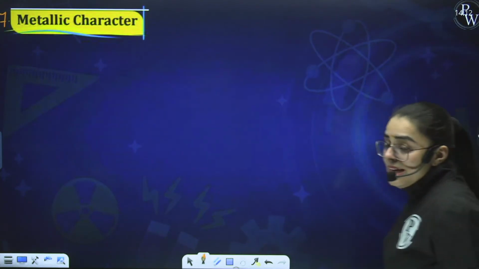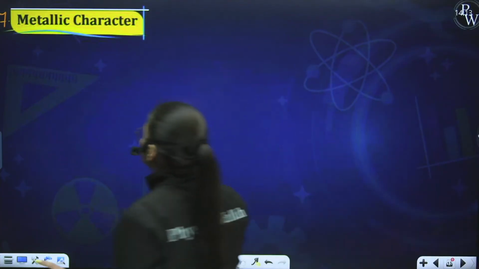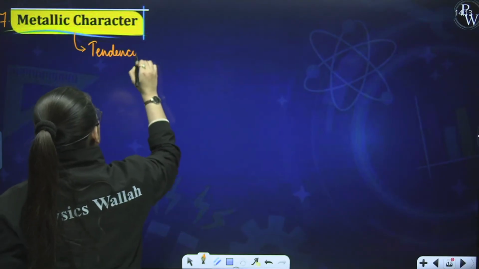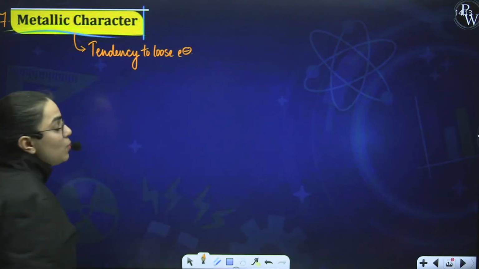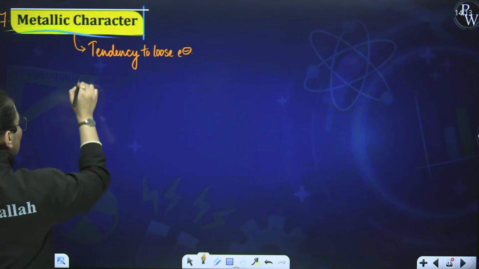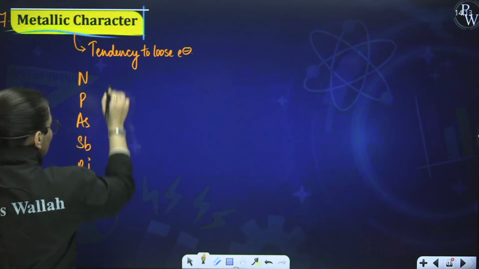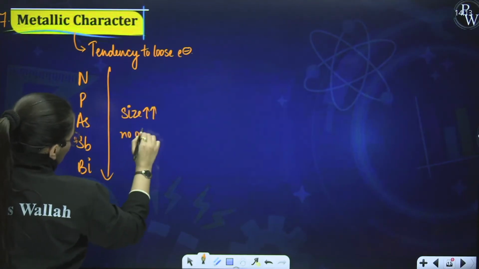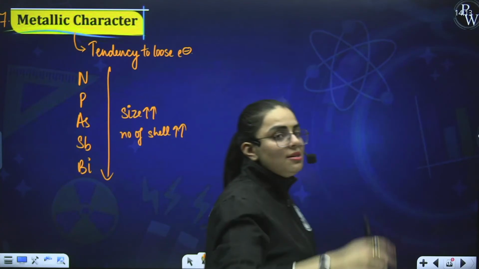Let me explain you over here. If I talk about metallic character, what is a metallic character? What is a metal? I would say it is a tendency to lose electrons. It is basically a tendency to lose electrons. I would say this is what a metal is. Basically, what will happen? Just tell me, if I talk about nitrogen, phosphorus, arsenic, antimony and bismuth, as you move down the group, you know that size increases. Why does it increase? Because the number of shells increases.